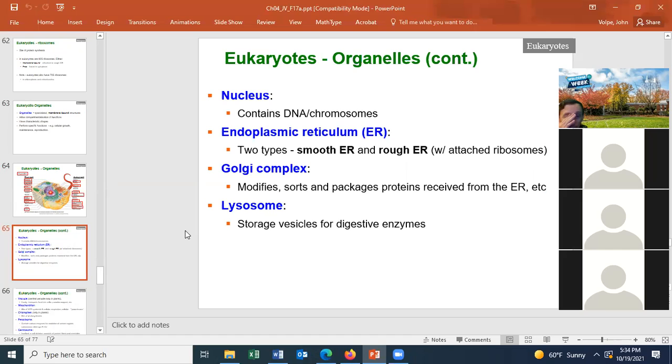A lysosome is a specific vesicle that stores digestive enzymes. And one of those digestive enzymes is lysozyme, which gives the lysosome its name. Anyways, the lysosome is an organelle for digesting contents, like an invading pathogen. The lysosome can digest it.